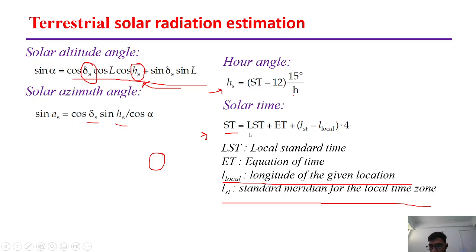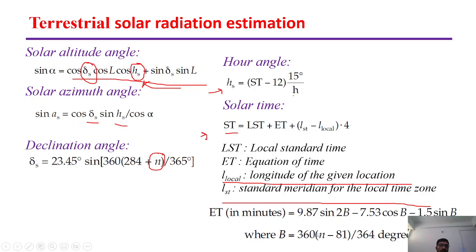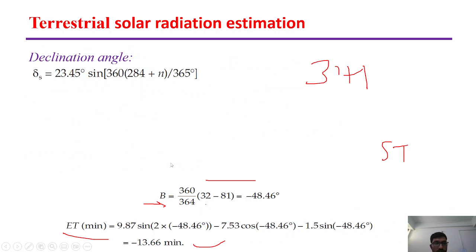LST is always given in the question, the local standard time, and the ET will be a function of beta. Again, for beta we should know the number of days. Then comes the declination angle. Declination angle we have to calculate based on the formula given, 23.45 degrees sine of 360 into (284 plus n) divided by 365, where n is the number of days.